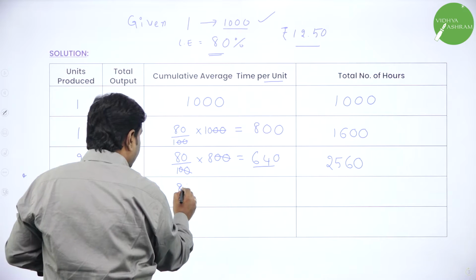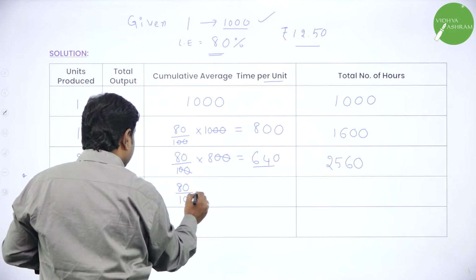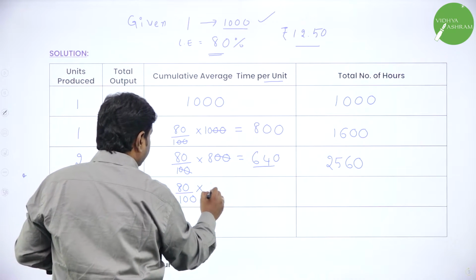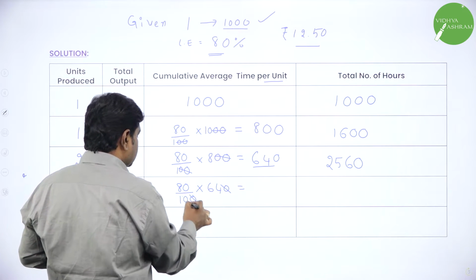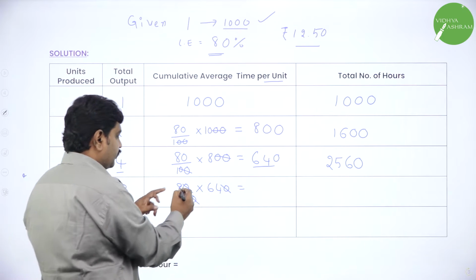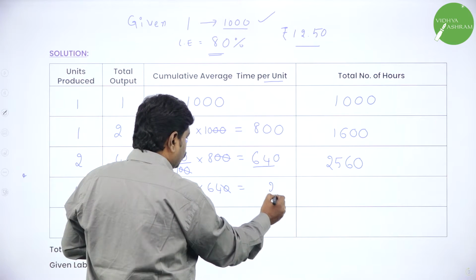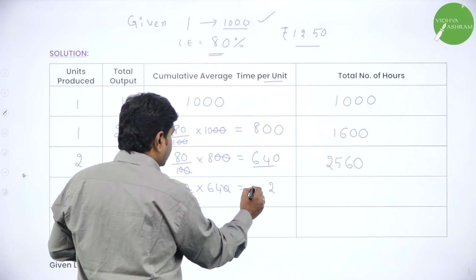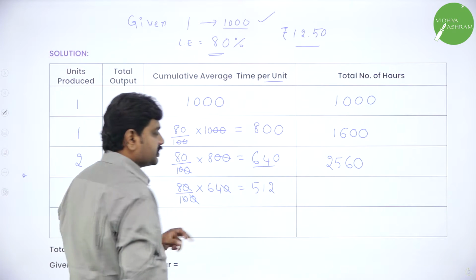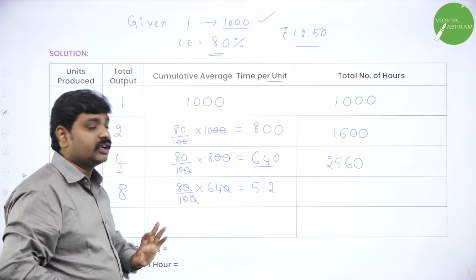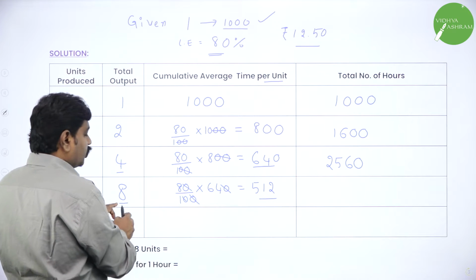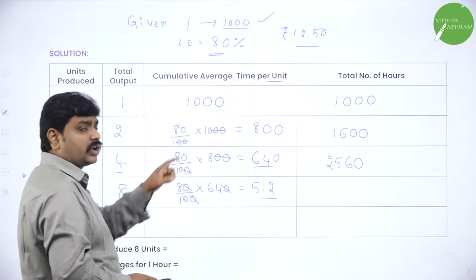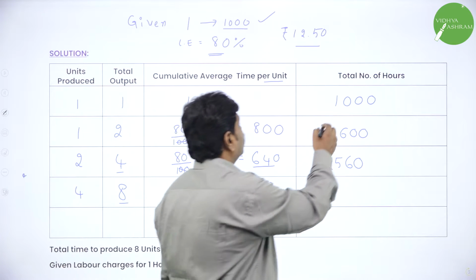80% of 640, 80 by 100 of 640 is the time. Simplify this: 0 0 cancels, 0 0 cancels, 8 into 64, 8 4s are 32 and 8 6s are 48, so 512 hours. Now per unit you are taking just 512 hours. 512 into the number of units, the total output. What is the output? You should multiply this. If you want the total number of hours, total number of hours means what?